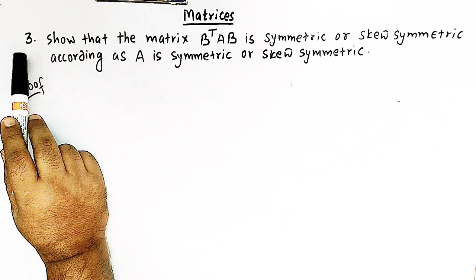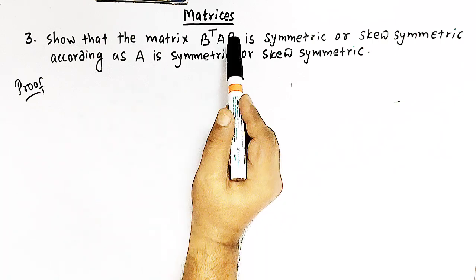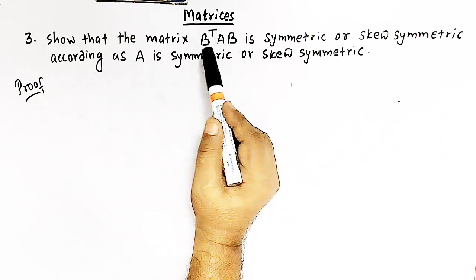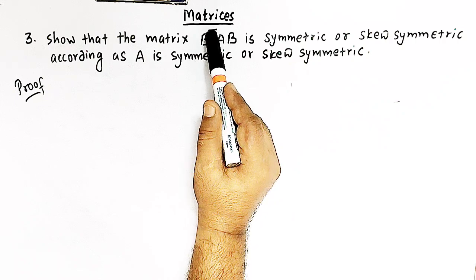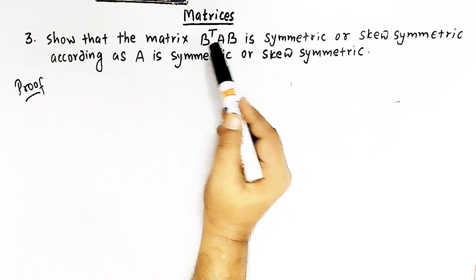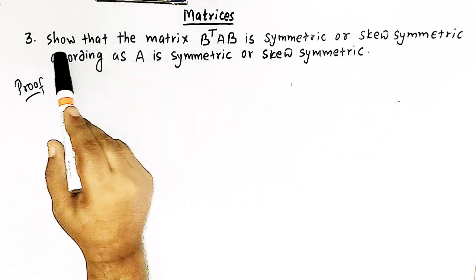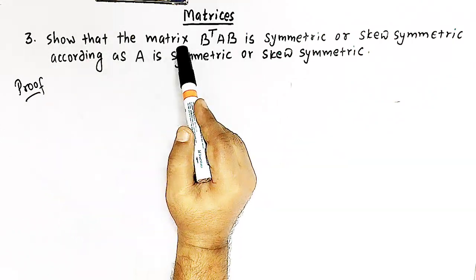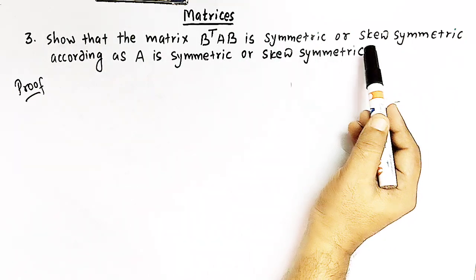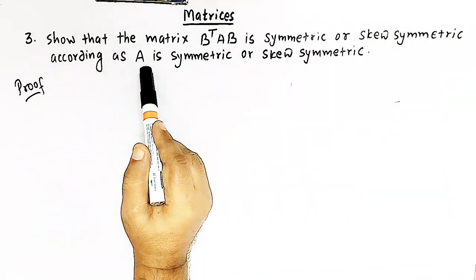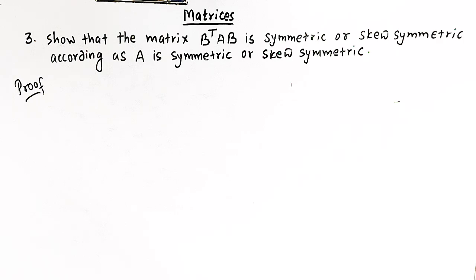Now consider this third result. So here we have to show that the matrix, that is the product of three matrices, that is transpose of matrix B, then we have matrix A and matrix B. That is, we have to show that the matrix B transpose AB is symmetric or skew symmetric according as A is symmetric or skew symmetric, right?